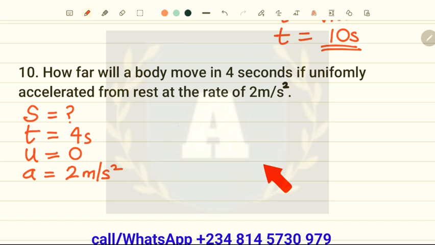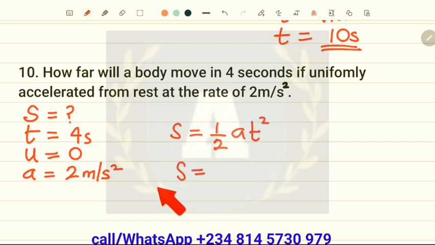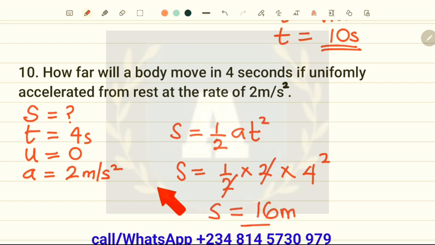Still using the equation, which is s equals 1 all over 2 at squared. So that is 1 all over 2 times acceleration, which is 2, multiplied by 4 squared. So 2 can easily cancel out 2, and 4 squared is 16. So the distance is 16 meters.